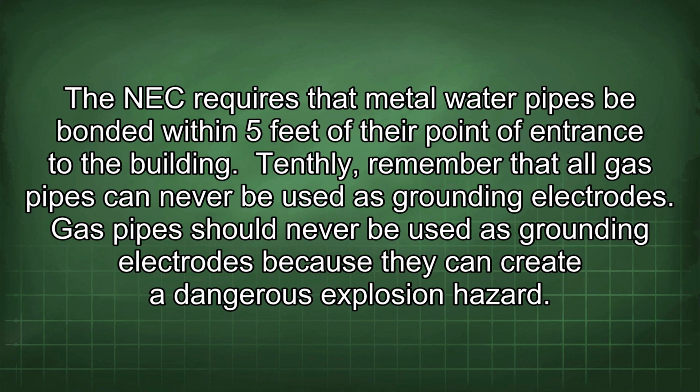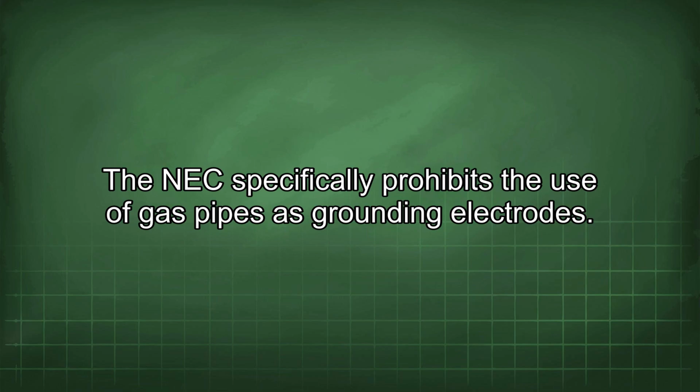Tenthly, remember that gas pipes can never be used as grounding electrodes. Gas pipes should never be used as grounding electrodes because they can create a dangerous explosion hazard. The NEC specifically prohibits the use of gas pipes as grounding electrodes.